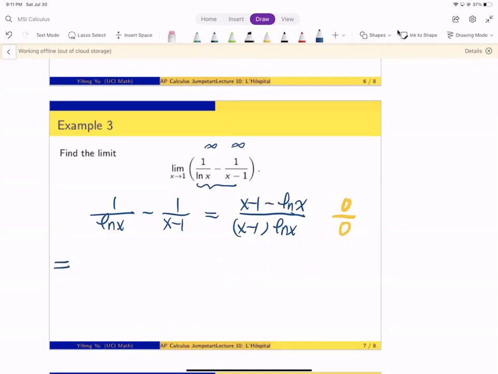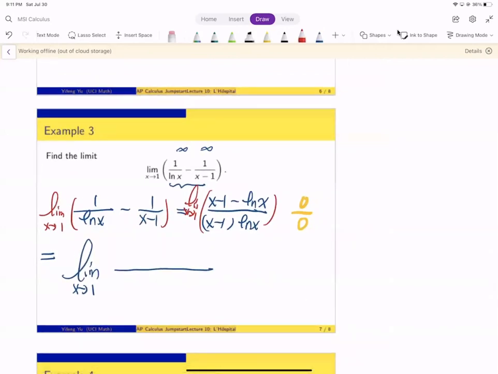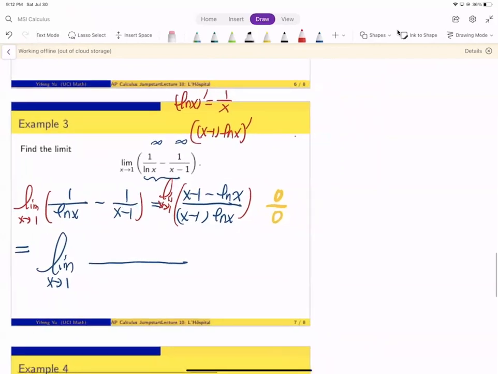So we get the limit as x goes to 1 equals the limit as x goes to 1 of the ratio of derivatives. Let's find the derivative, right? So remember, the derivative of log x is 1 over x. And now let's find the derivative of this. This is a product, so we can use the product rule, and you find this is log x plus x minus 1 over x, right?